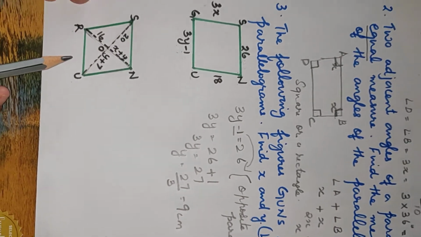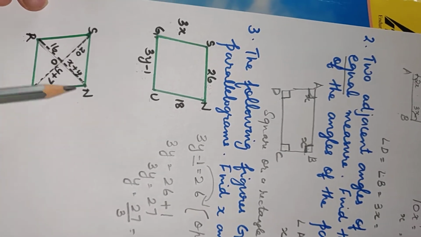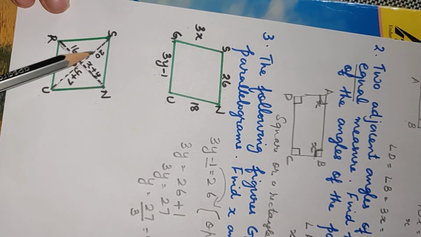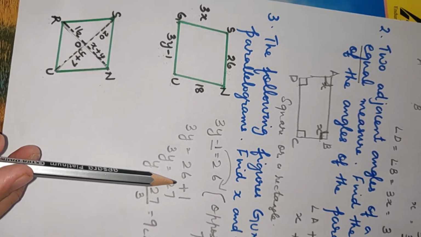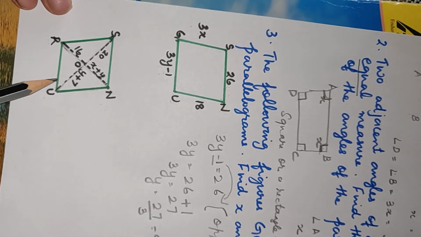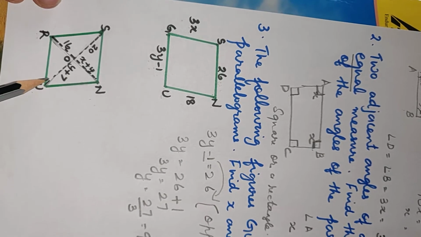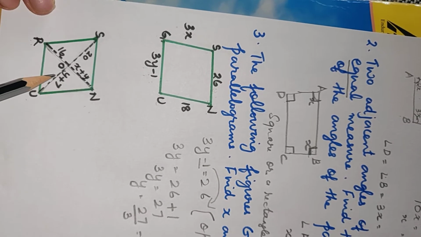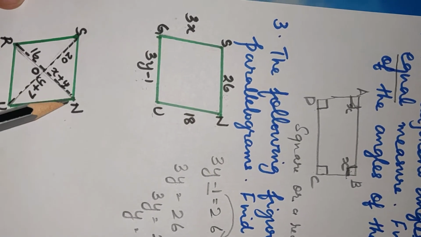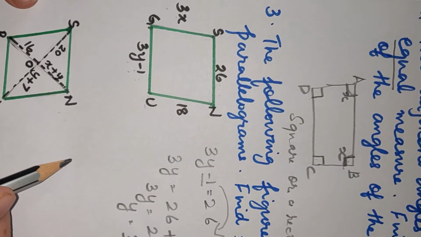Coming to the next parallelogram, RUNS, R-U-N-S. And here diagonals are given. Here the lengths are given, and we have taken the property of the sides of the parallelogram. And since here it is diagonals which are given, you are going to take the property of the diagonals of a parallelogram. What is it? The diagonals of the parallelogram bisect each other.